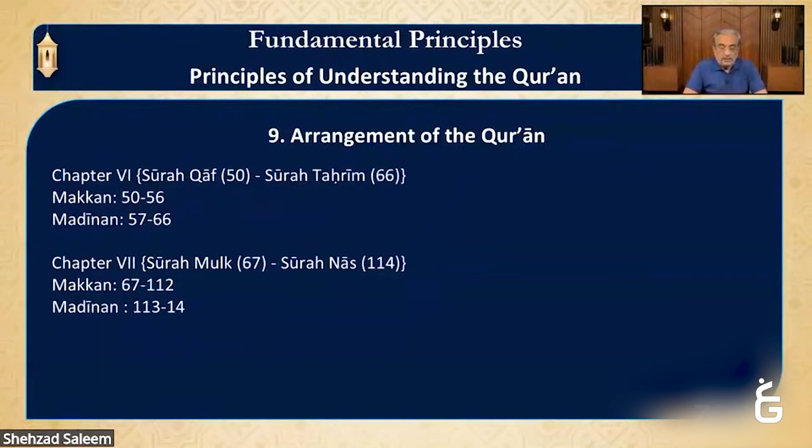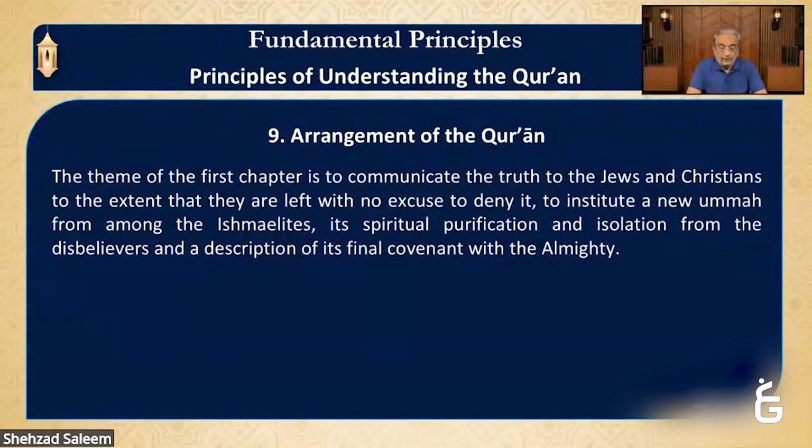Chapter number 6 starts off with Surah Qaf, the 50th surah, and ends on Surah Tahrim, the 66th surah. So from 50 to 56, we have Meccan surahs, and from 57 to 66, we have Medinan surahs. The last chapter is chapter number 7. It starts off with Surah Mulk, ends on Surah Nas. So it only has the last 2 surahs, which are Surah Falak and Nas, to be the Medinan ones, and all the rest are Meccan surahs.